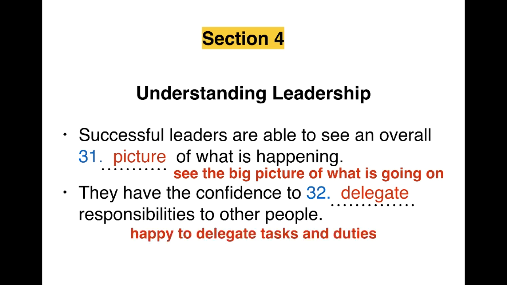And for 32, happy to delegate tasks and duties. Instead of confidence to, they're happy to, and responsibilities, you've got tasks and duties. So again, similar words, not necessarily the same words that you see in the questions, and this is what makes section 3 and 4 particularly difficult because we have a lot of this. Okay, so we've seen example questions from the 4 sections of IELTS listening, and now, as I said at the beginning, it's your job to do lots of practice.